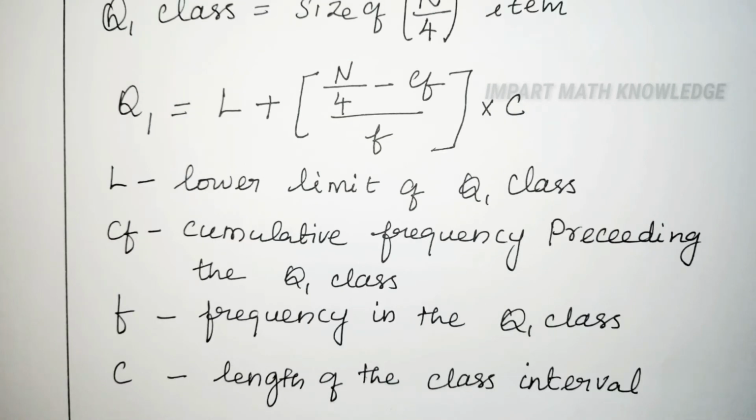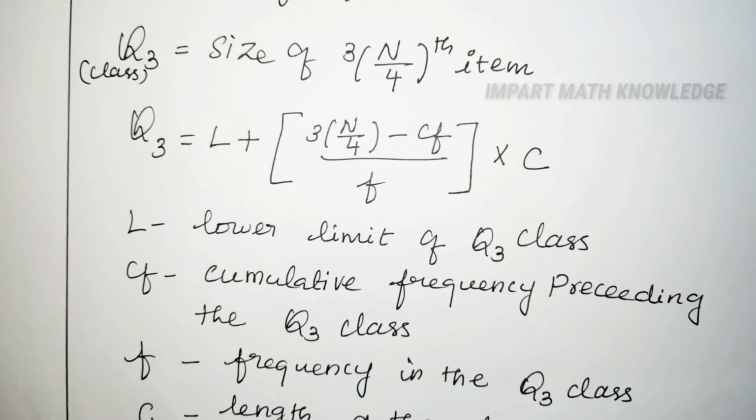L is the lower limit of the Q1 class. CF is the cumulative frequency preceding the Q1 class. F is the frequency in the Q1 class. C is the length of the class interval.